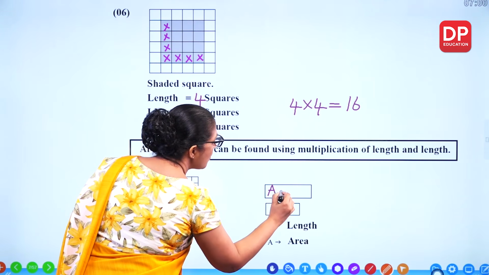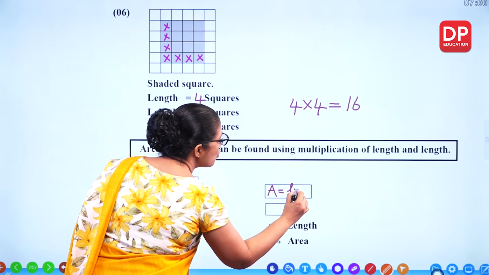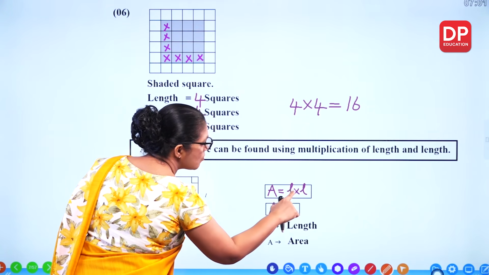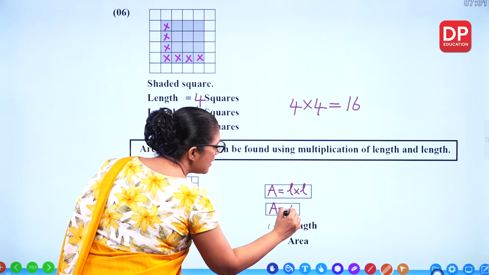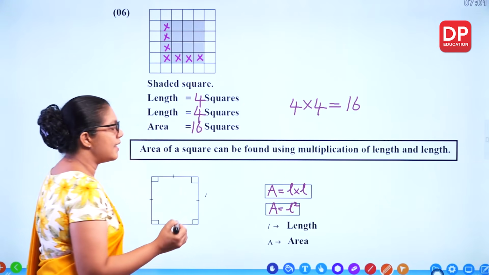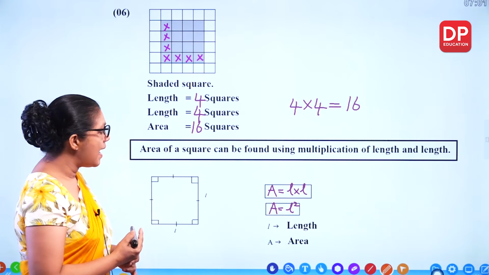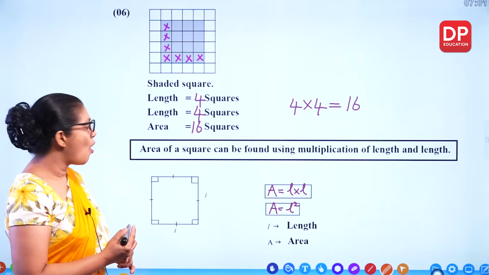So if the square length is L, how do we find out the area? Area is equal to length into length. That means you can write, instead of L times L, L squared. We take the length and square it. So L is the length and A is the area of the square.